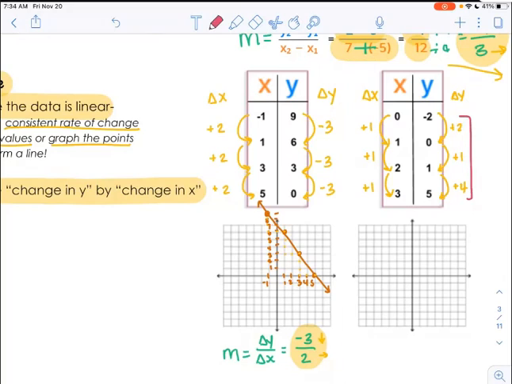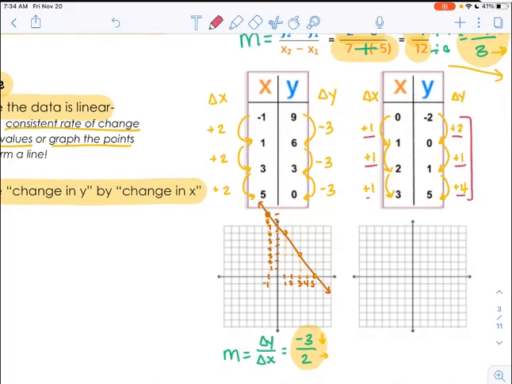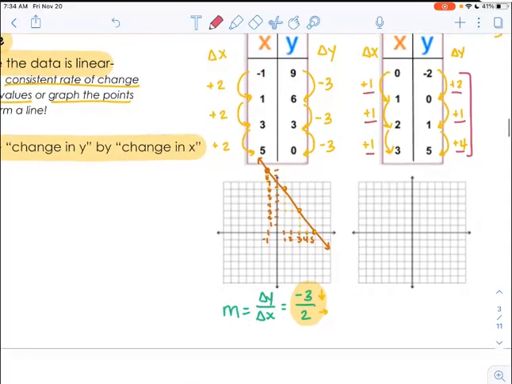So what that means is we actually don't have a constant rate of change. We can't find a slope. There's going to be a different slope between each point. If I divide this change in y by this change in x, I'll get one slope. If I do this change in y divided by this change in x, I'll get a different slope. And if I divide 4 by 1, I'll get a totally different slope. And so this is not going to form a line, and we can see that in just a moment when we graph this.